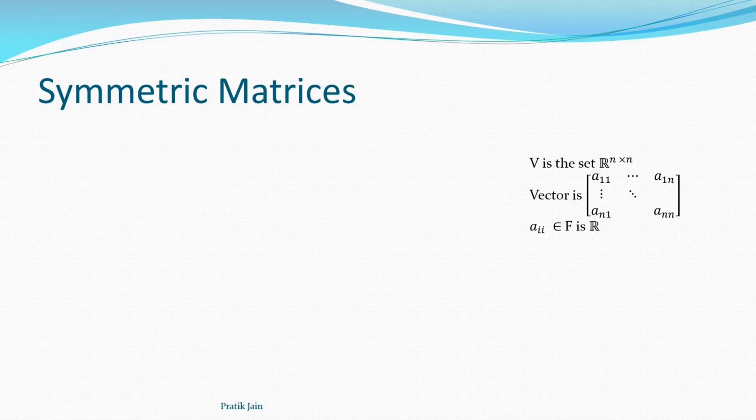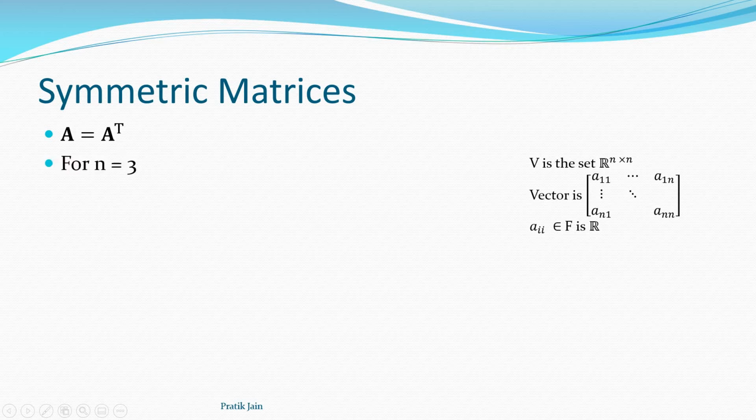Right, so the first example, let's talk about symmetric matrices. Say your vector space is R^(n×n), where you have square matrices in your vector space, and your field is real, suppose. And then what is a symmetric matrix? If A is a matrix, then A should be equal to A transpose for a symmetric matrix. So all symmetric matrices follow this criterion.